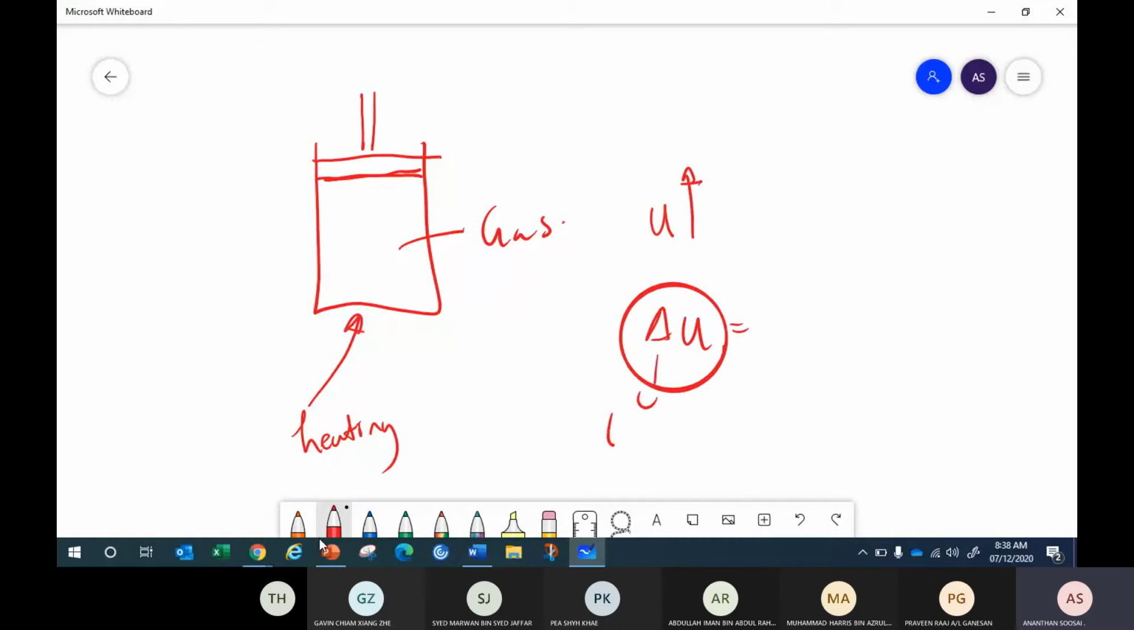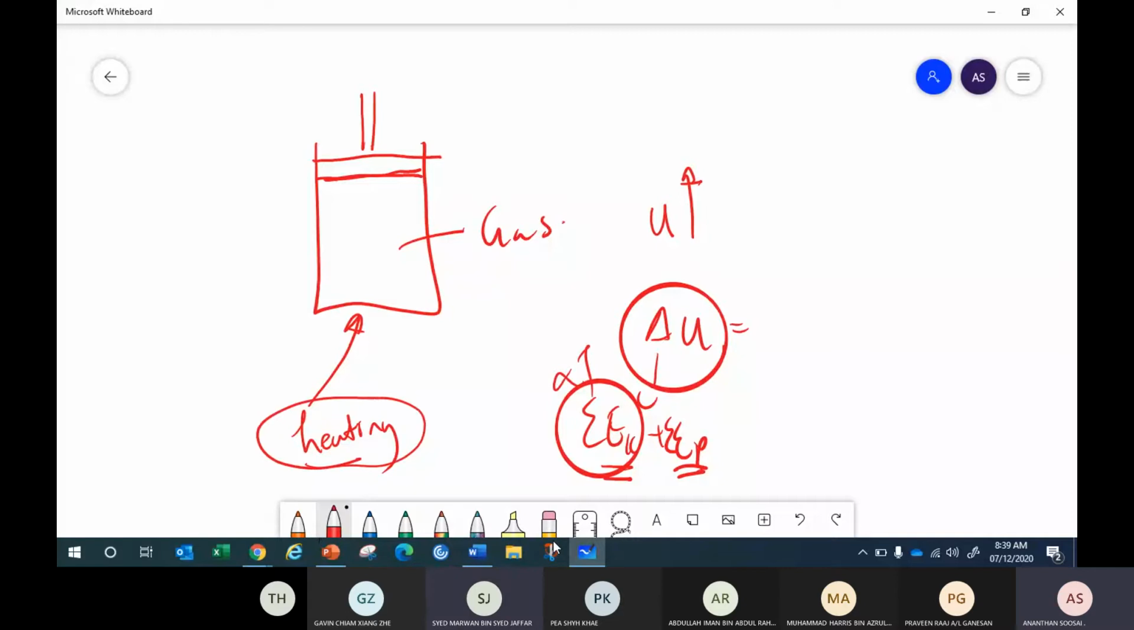You know internal energy is what? Ek plus Ep, the sum of Ek plus Ep. How do you make the particles move with greater kinetic energy? How do you make the particles have greater potential energy? Basically, how do you make it hotter, right? Because Ek is proportional to temperature. So by heating it, that's the first law. To change the internal energy of the gas, change in U is equal to heating.